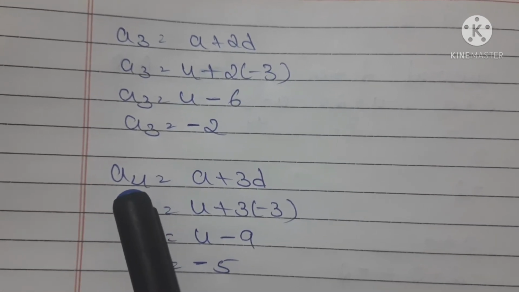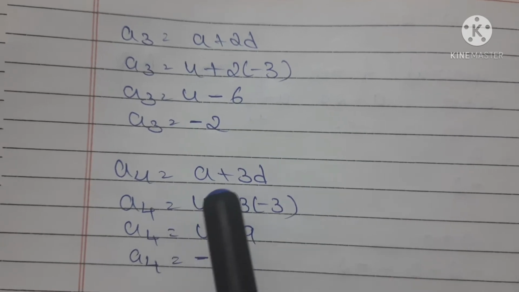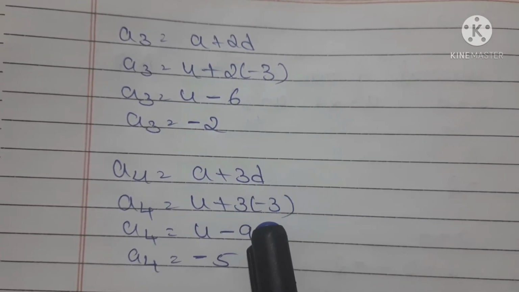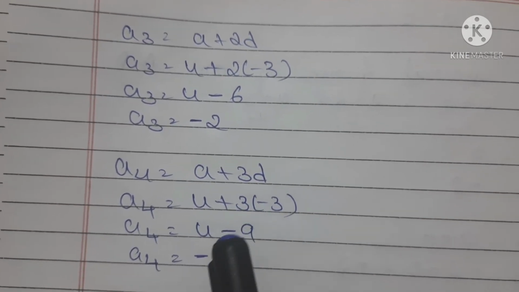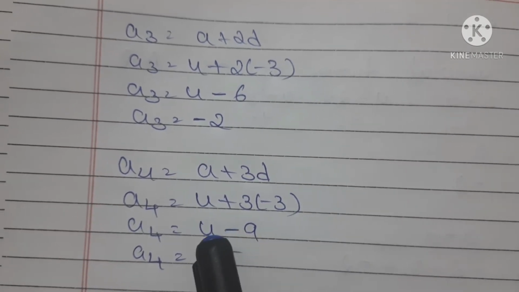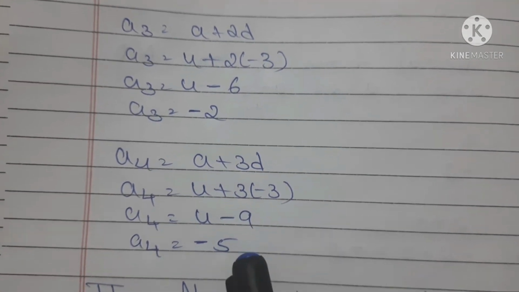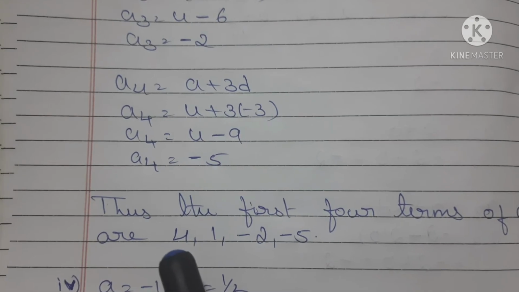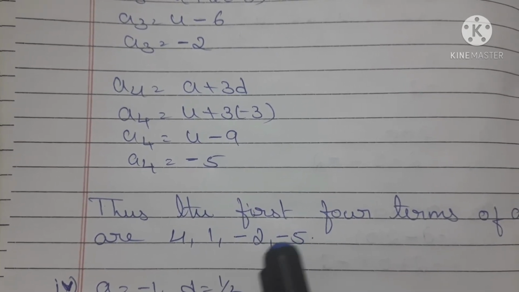And again a4 is equal to a plus 3d. a4 is equal to 4 plus 3 into d value minus 3. a4 is equal to 4, here plus into minus, minus 3 3s are 9. a4 is equal to 4 minus 9 is minus 5. Now the first 4 terms of an AP are 4, 1, minus 2, minus 5.